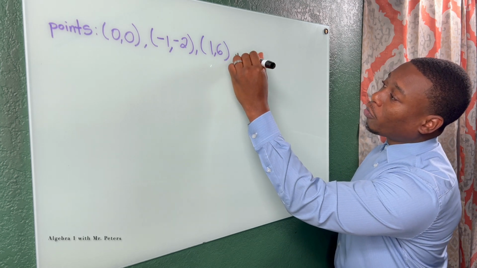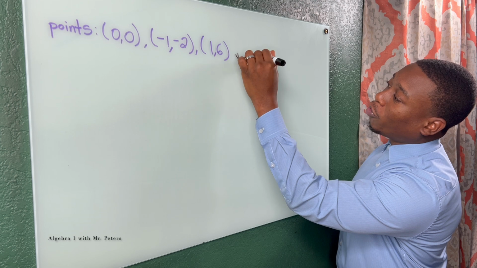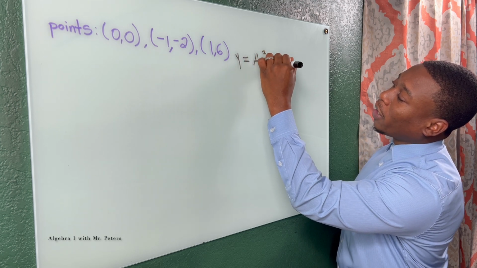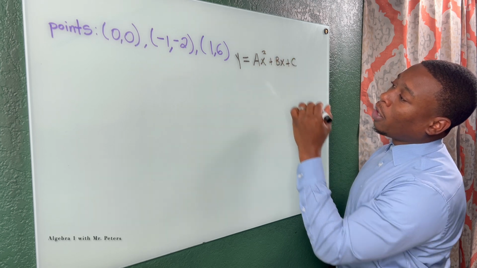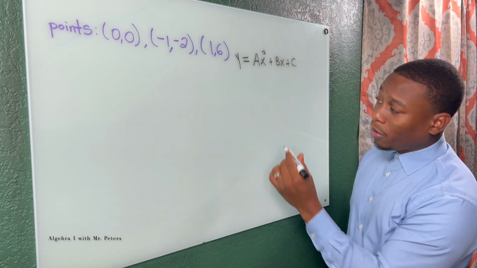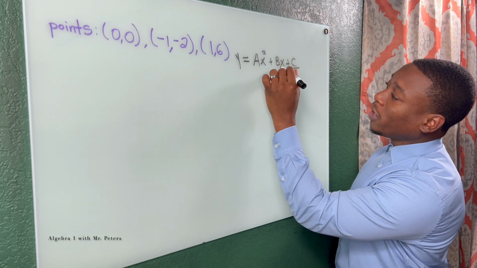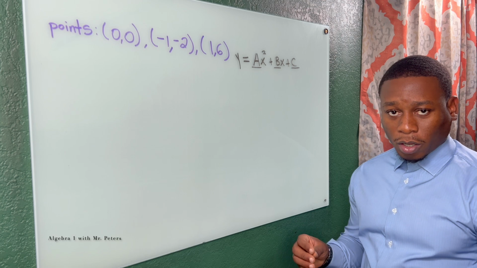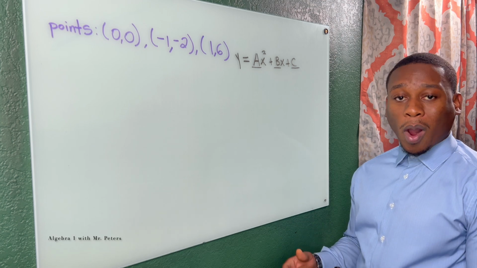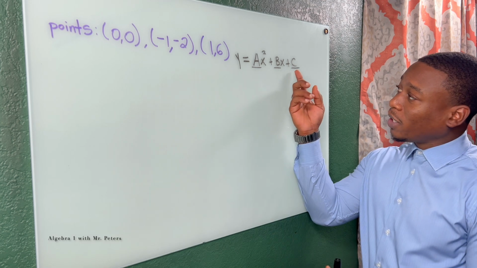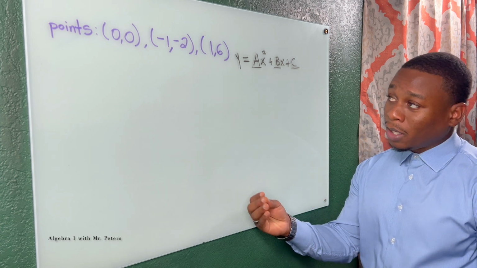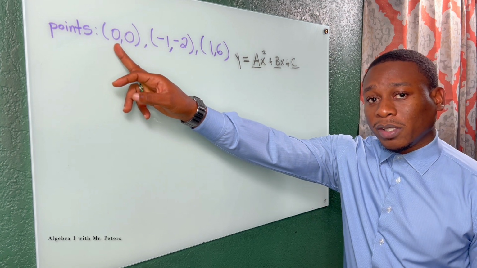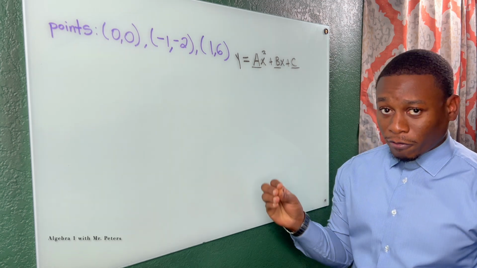So standard form for quadratic equations is going to take the format y is equal to ax squared plus bx plus c. And what we're trying to look for or identify are the values for c, b, and a. The best way to start this off is by starting with the y-intercept because it's very easy to identify what c is. When we're looking for the y-intercept, that means that x is going to be 0 and y is going to have a value.